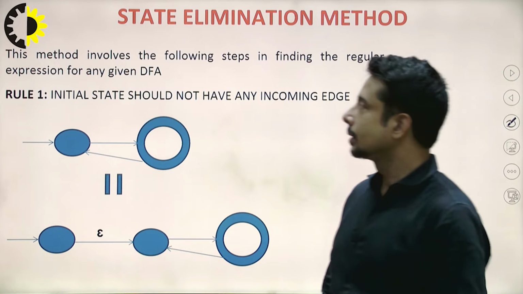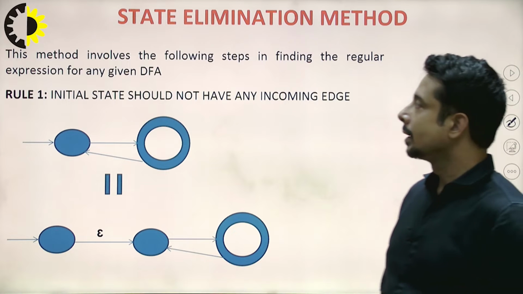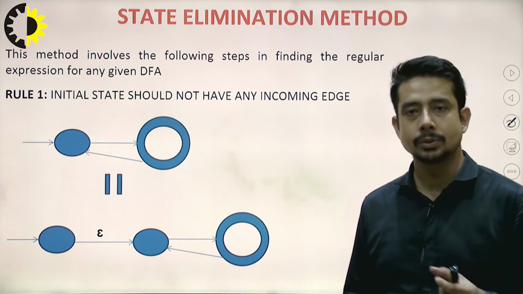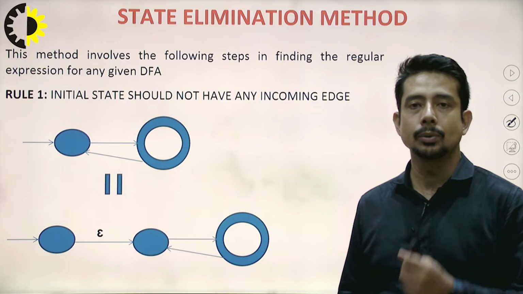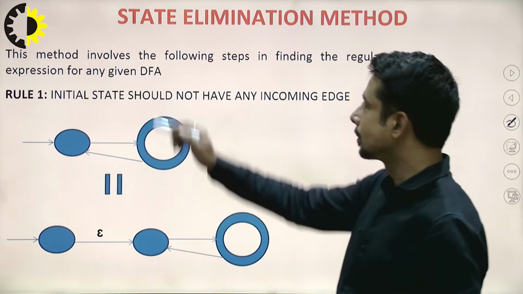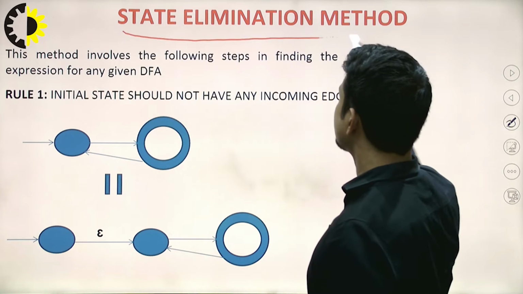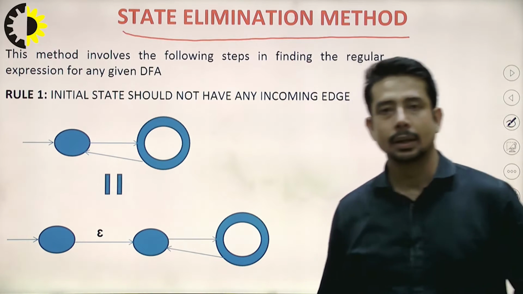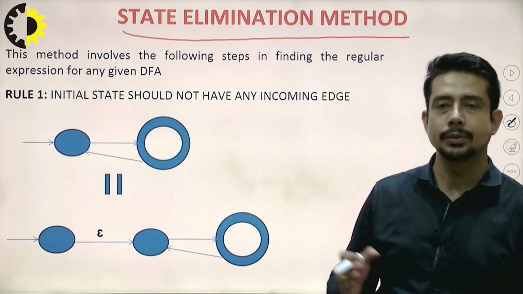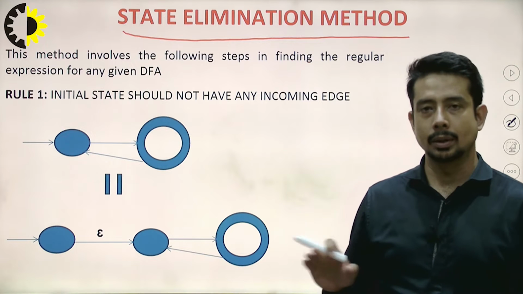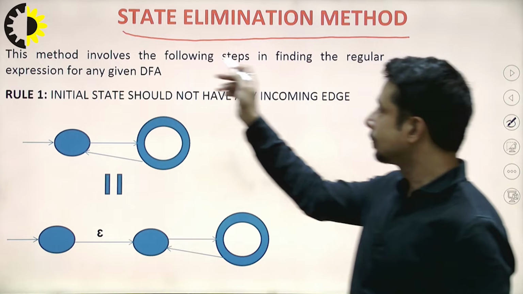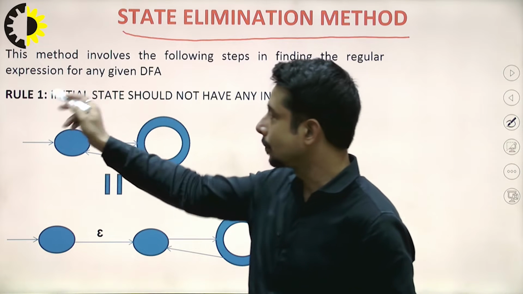So, let's check the first slide of today's session. Here we will try to understand the basic methodology based on which we will convert a given finite automata to a regular expression, and that methodology is known as the state elimination method. It constitutes 3 rules, or you can say 3 steps. This method involves the following steps in finding the regular expression for any given DFA.